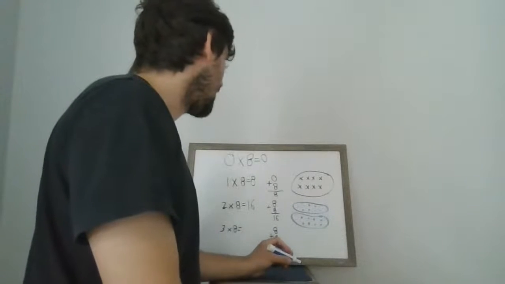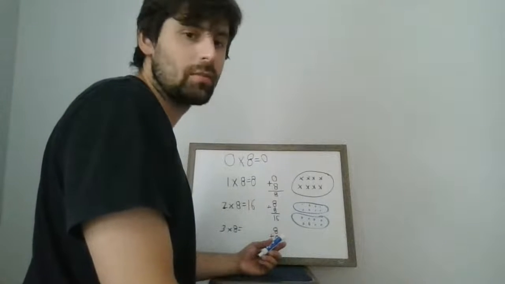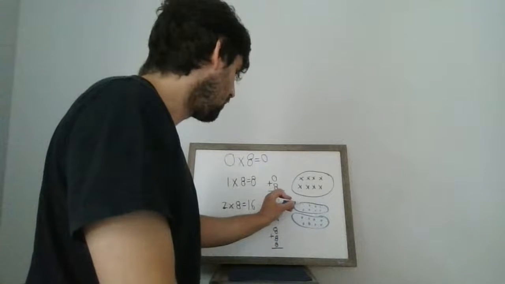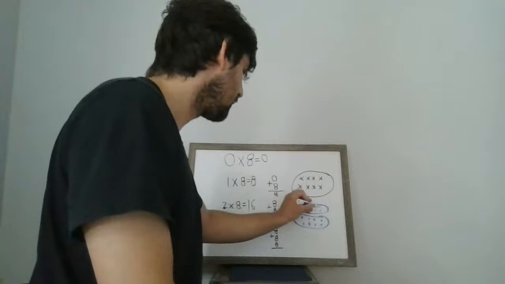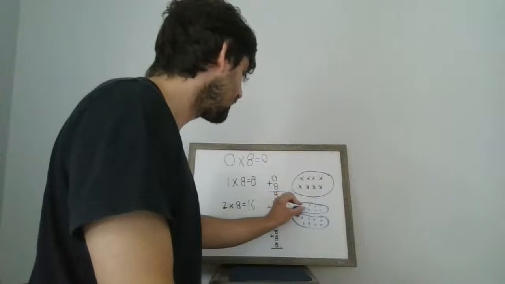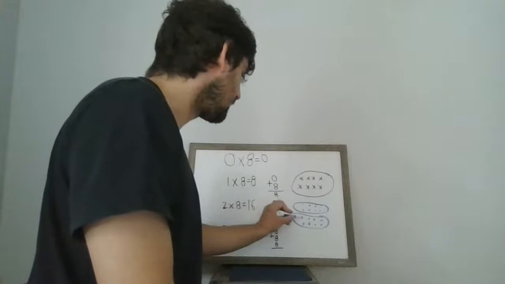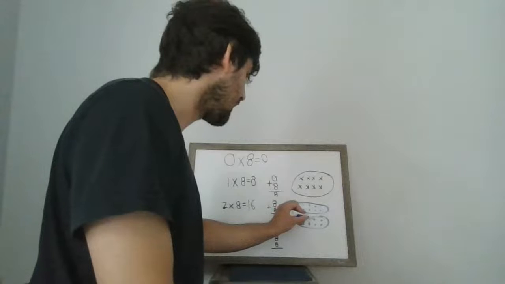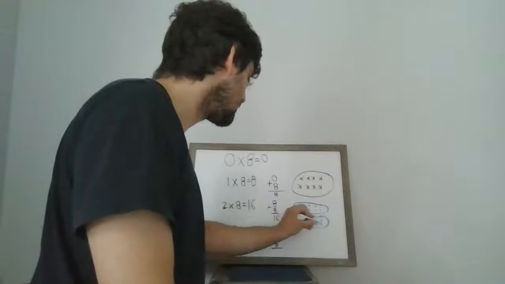All right, so I have 2 circles, 8 dots in each circle. I'm going to count the total number of dots now. 1, 2, 3, 4, 5, 6, 7, 8, 9, 10, 11, 12, 13, 14, 15, 16.